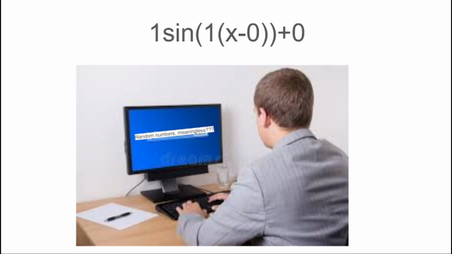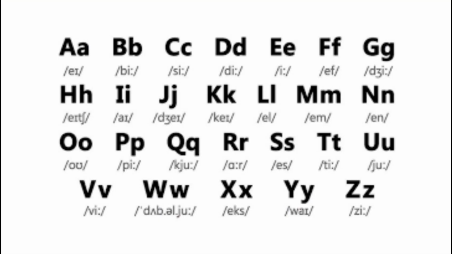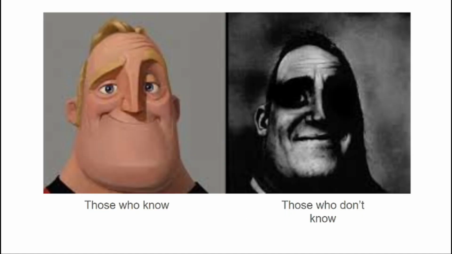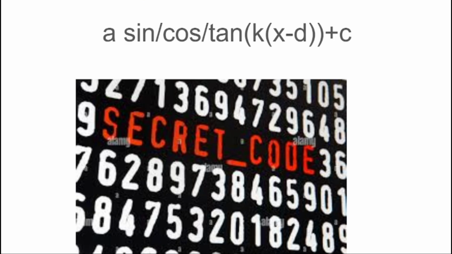Now, why does this matter, you might inquire? It's because these numbers set the base for all of the others. Substitute the numbers for some variables, and you'll get an equation that everyone should know: A times sine or cos or tan of k times x minus d. Follow that up by adding c. Each letter represents something that you'll see.